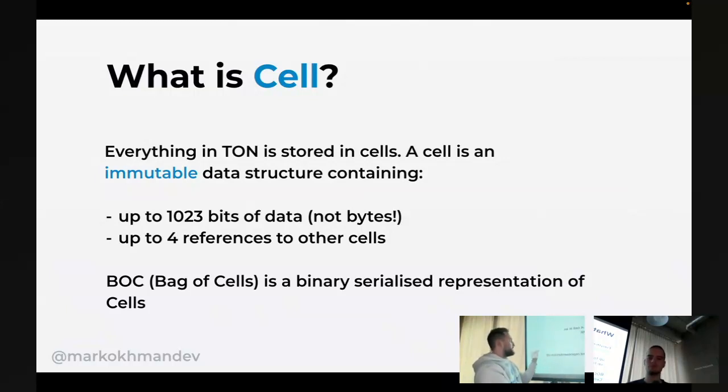BOC, bag of cells, is a binary serialized representation of cells. So when we deploy a contract, we will have a BOC, a string of BOC, which is a serialized set of cells. Once we deploy a contract, we pack cells into a serialized form, and it becomes part of the memory. When it gets into the TVM on the node, it gets into the memory. This is why cells are very important to understand, and why I'm focusing so much on that.